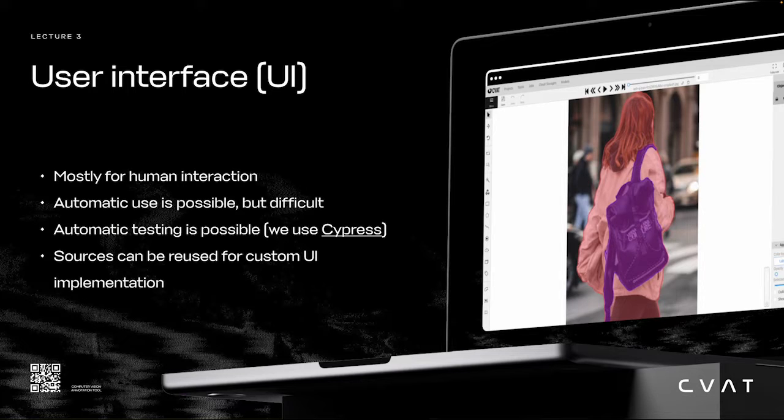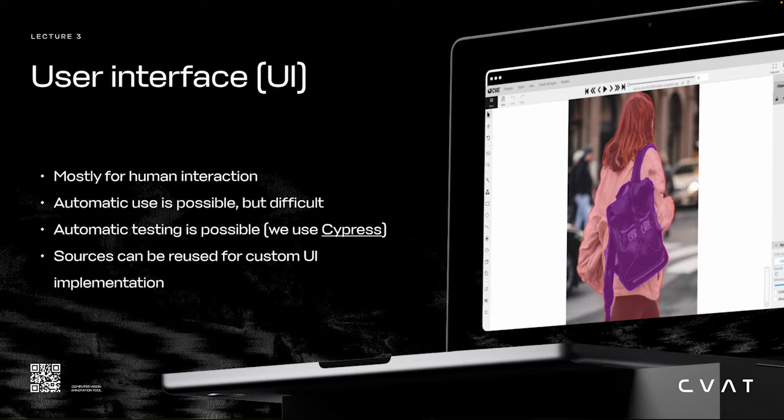And fourth, the interface. The interface is primarily for user interaction. It can be used by a machine, but it is difficult. For instance, it can be tested automatically, but these tests are hard to maintain. It's also possible to implement your own user interface or extend the existing one using the existing user interface components.